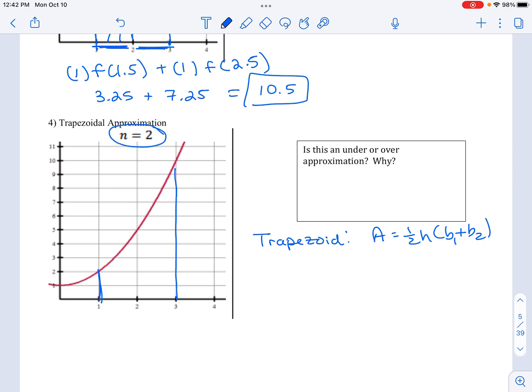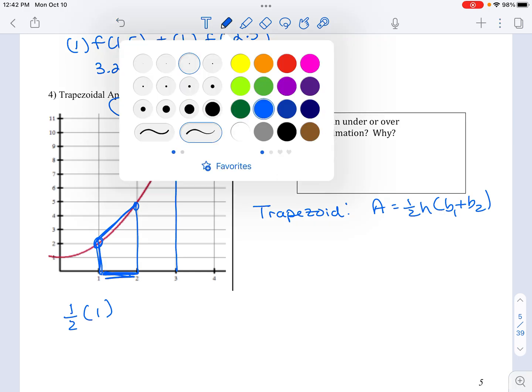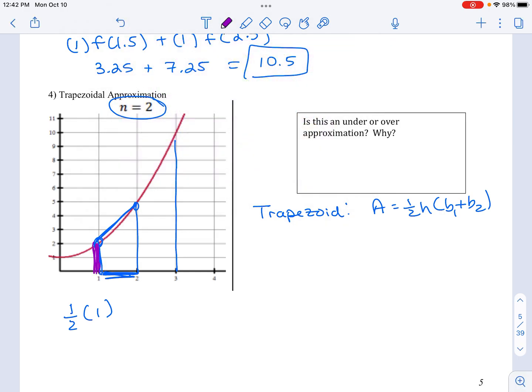I'm still going to use two trapezoids. So let's draw our first trapezoid. So our first trapezoid looks something like this. Okay, so we've got 1/2. The height of the trapezoid is just the width, right? It's like a trapezoid on its side. So the width is 1, and then these two pieces are going to be my two bases. My first base, notice, hits it at 1, so that would be f of 1. The second base hits it at 2, so the y value would be f of 2.